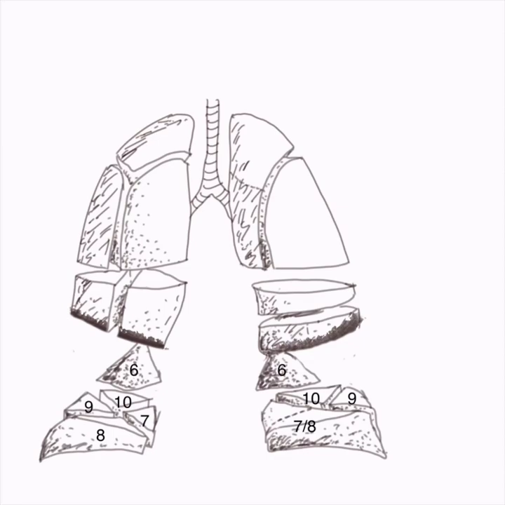So 7 on the right is the medial basal segment, 8 is the anterior basal segment, 9 is the lateral basal segment, and 10 is the posterior basal segment. The arrangement on the left is the same, but there is again a fused segment here, the anteromedial basal segment. Otherwise, the arrangement on the left is the same.